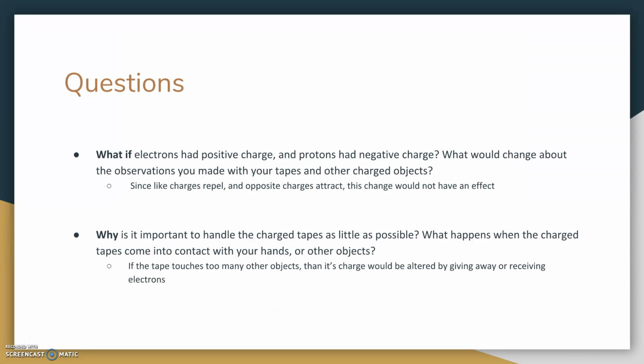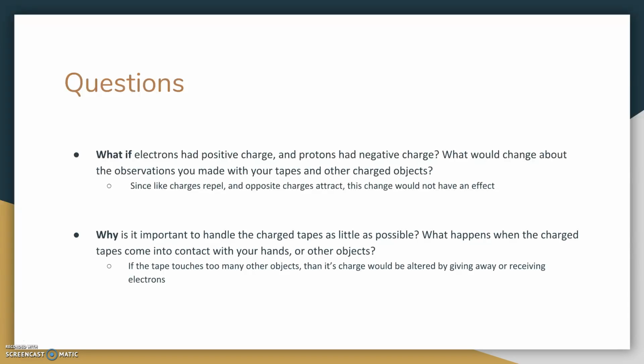So one question is, what if electrons had positive charge and protons had negative charge? What would change about the observations you made? Thinking about that, since like charges repel and opposite charges attract, this would not really change anything. It's just a matter of denoting what's negative and what's positive. However, the effects on the actual charges would be the same.